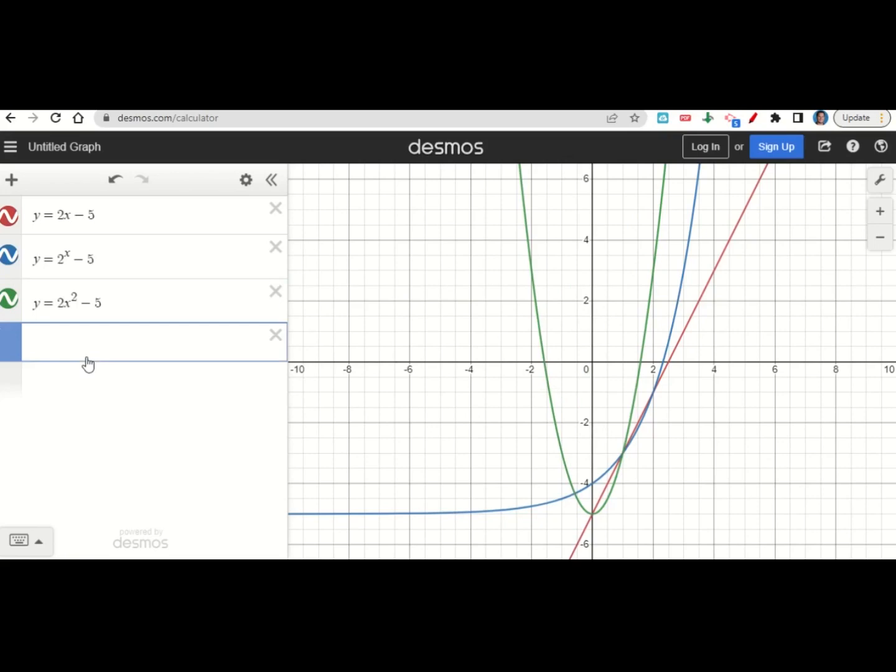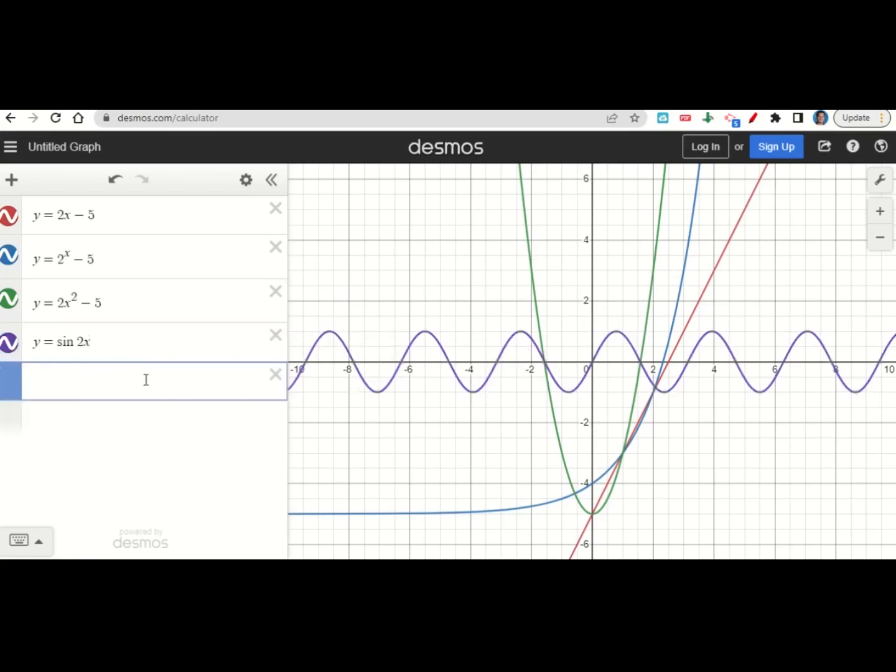We can do trig functions, so y equals sine of 2x, and that's what it would look like. We could do logs: y equals log 2x, and see exactly what it looks like. So we can graph any one of these kinds of functions, and it will do it for us in Desmos.